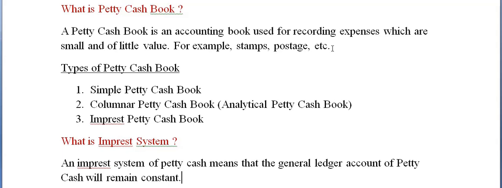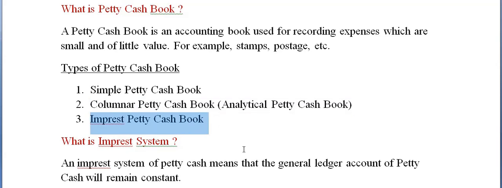So the Imprest system is a type of system which deals with a constant amount of money for the petty cash. So we will solve only this imprest petty cash book. This simple petty cash book hardly people use, whereas this columnar petty cash book or analytical petty cash book is a very simple type, but we will follow the imprest petty cash book only.